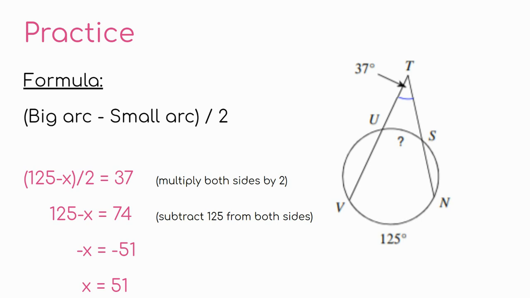I'm trying to solve for x, so I want to get rid of that 125. That 125 is positive, so to get rid of it, you want to subtract 125 from both sides. You'll notice in front of the x is a minus sign, so we have negative x equals, and then 74 minus 125 is negative 51. So we got negative x equals negative 51. You can divide by negative 1 on both sides, which gets rid of those minus signs. So arc US is going to be 51 degrees. So that's a little bit more complicated.